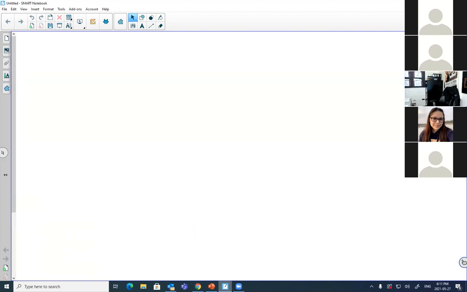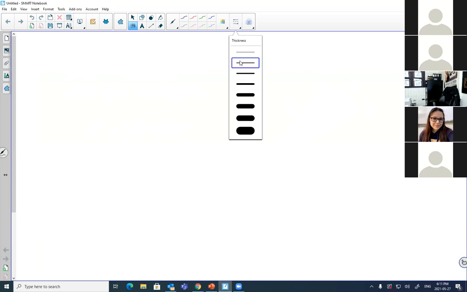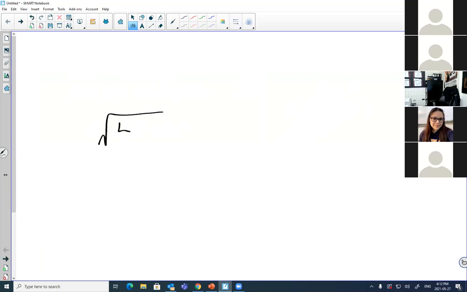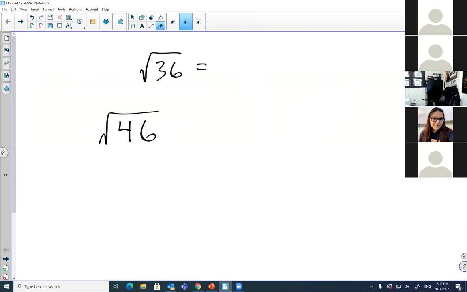This is how you estimate square roots, by the way. Let's say I wanted to find the square root of 46, correct? Can't do that in my head. But watch. A number that's just lower than 46 might be 36, right? What's the square root of 36? Anybody? 6. And then I could do square root of 49.